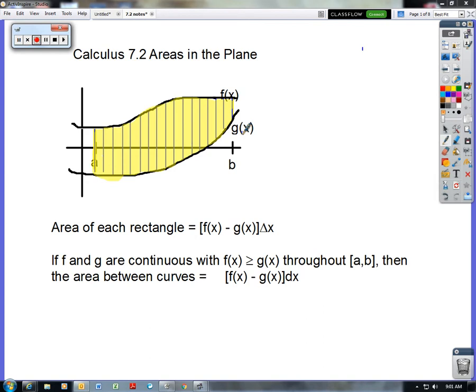The reason for that is if you think back to the Riemann sums, where you're finding the areas of each of these rectangles, think about if you were trying to find the height of these rectangles. The height would be f of x minus g of x. So this part right here is the height, and then delta x, of course, is the width.